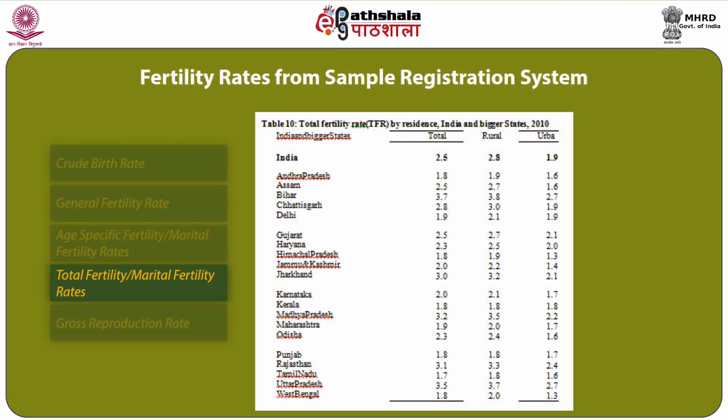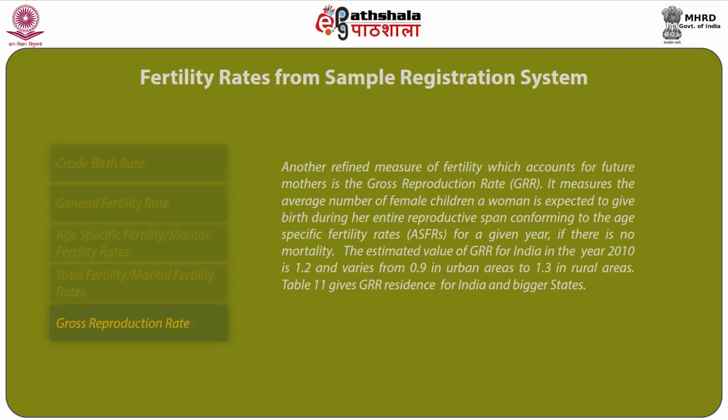The table clearly shows that the extent of variation is very well observed across the different states and also between rural and urban areas, which clearly indicates that there is a need to differentiate the interventions in rural and urban areas and also across different age groups in the community when we refer to women. The next measurement is the gross reproduction rate, commonly known as GRR.